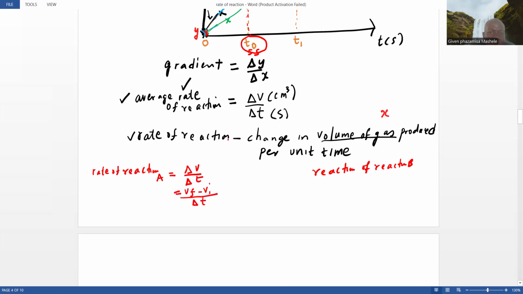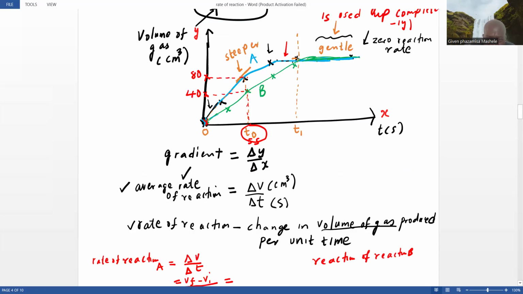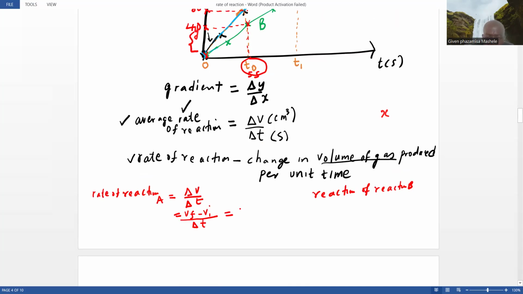Let's start with A. What is the final volume? Remember, we are comparing up until T0 here. It means this is the final, so we want these changes here. So this will be 40. No, for A, not for B, because the one I'm talking about there is for A. For B, it will be 40 minus 0 with reference to 0, divided by the time, 5 minus 0, 5 seconds minus 0. Let's come here, 80 minus 0 divided by 5.